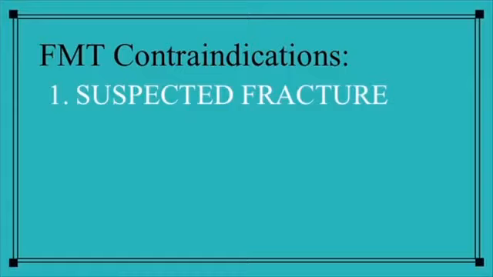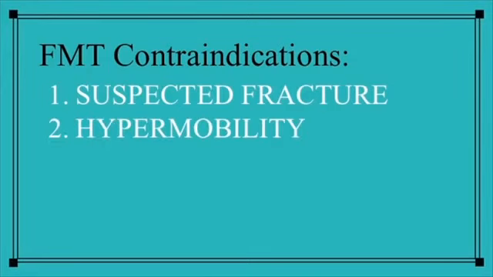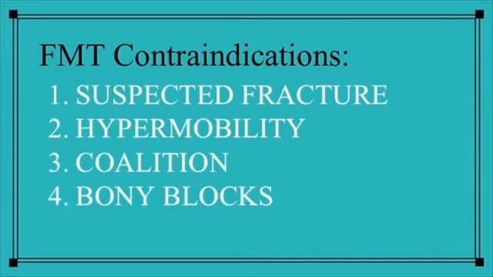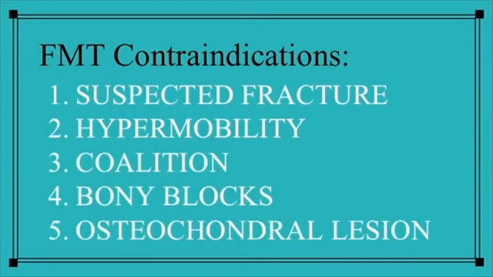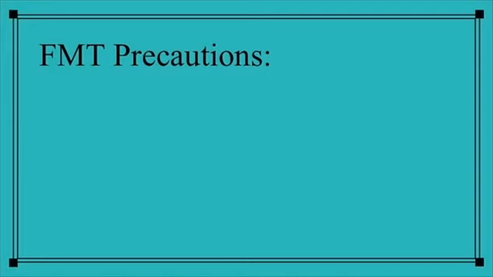So to summarise the key FMT contraindications: 1, suspected fracture; 2, hypermobile joints; 3, joint coalitions; 4, bony blocks; and 5, osteochondral lesions. The next category will require your greatest interpretive clinical skills. This is the list of precautions you must consider.